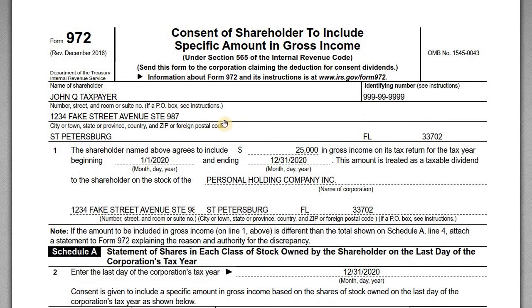Okay, so 972, we have the name of the shareholder here. This is John Q. Taxpayer. He owns 100% of the company. John Q. Taxpayer is saying that, look, I agree to include $25,000 in gross income on my return for the 2020 tax year, right? Tax year beginning 1/1/2020, ending 12/31/2020. And I'm going to treat it as a taxable dividend distribution to the shareholder of this company, right? This is the company I own, Personal Holding Company, Inc. And here we have the address for the company.